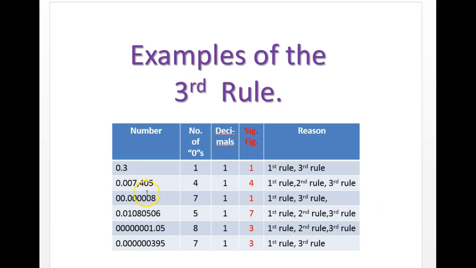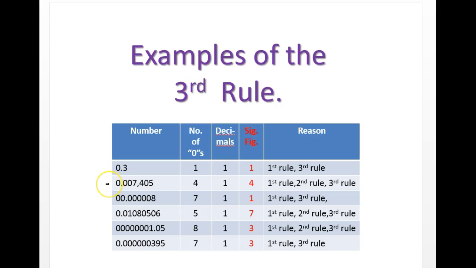Look at number one. We have one significant figure because this zero doesn't count. The zero doesn't count because it is a zero that is just there. Its value is just to have it placed there, okay? So this is considered to be a leading zero, so you don't count it. So we have one decimal place, and the significant figure is 1.